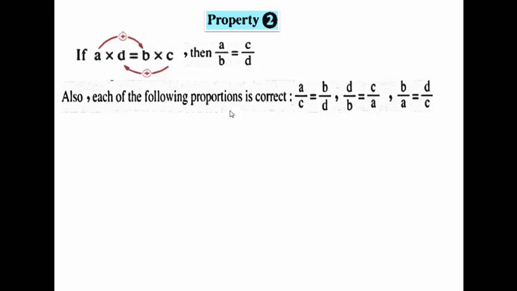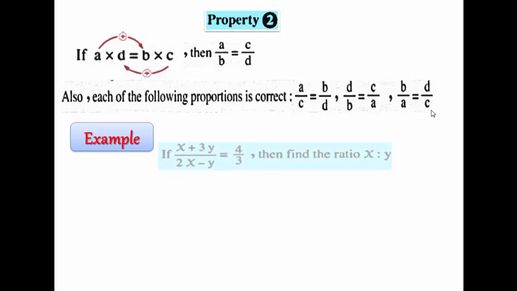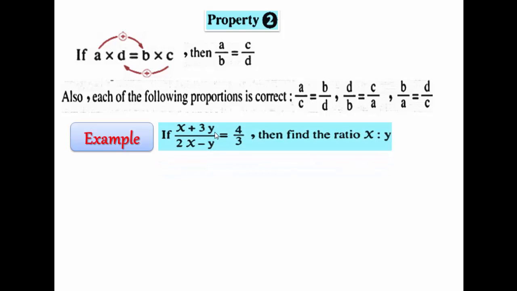Also, each of the following properties is correct: A over C equals B over D, D over B equals C over A, B over A equals D over C. For example, if x plus 3y over 2x minus y equals 4 over 3, then find the ratio x to y.